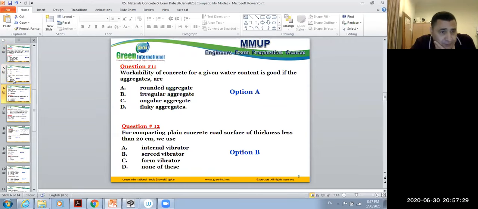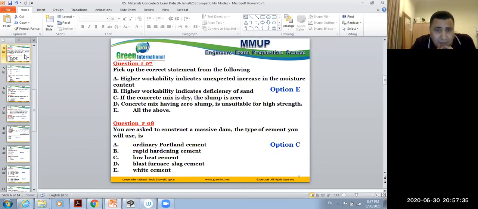Number 7. Pick up the correct statement from the following. A, higher workability indicates unexpected increase in the moisture content. B, higher workability indicates deficiency of sand. C, if the concrete mix is dry, the slump is zero. D, concrete mix having zero slump is unsuitable for higher strengths. The answer is A: higher workability indicates unexpected increase in the moisture content.